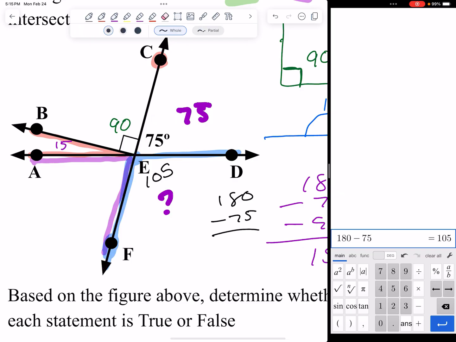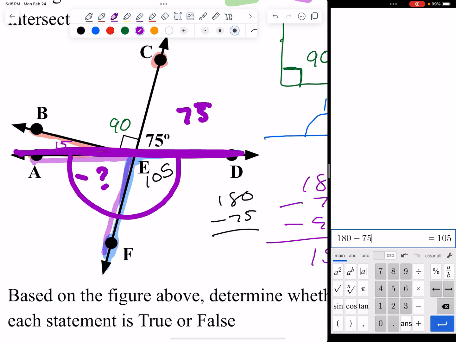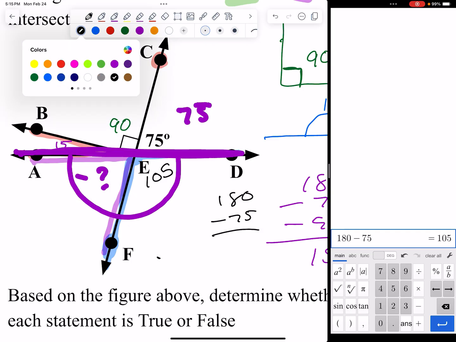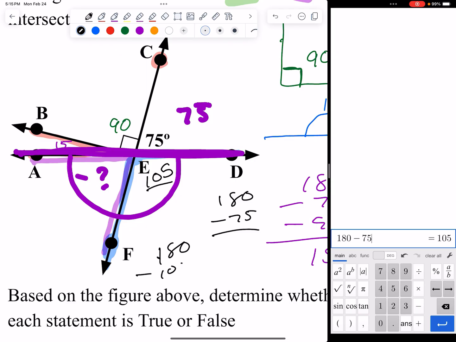Okay, let me clean this up so it's not totally messy. Is there a way to find this angle now? Well, I can use these two angles right here, right? So I already used 105 to find this one. So the whole thing is 180. I'm going to subtract 105.